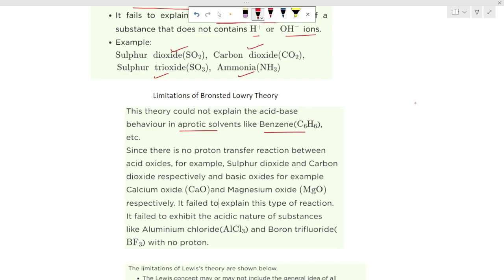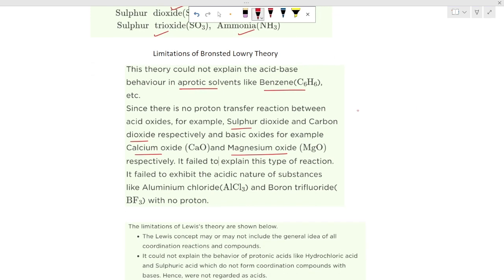There is no proton transfer reaction between the oxides, so acidic oxides like sulfur dioxide and carbon dioxide, and basic oxides like calcium oxide and magnesium oxide. There is no transfer of H plus ion in the reaction between the oxides, so it is not able to explain how these act as acids and bases. So it failed to explain this type of reaction. It also failed to explain acidic nature in cases like aluminum chloride and boron trifluoride. How are they acting as acids when these two do not have a proton? Obviously, this was not explained by Bronsted-Lowry.